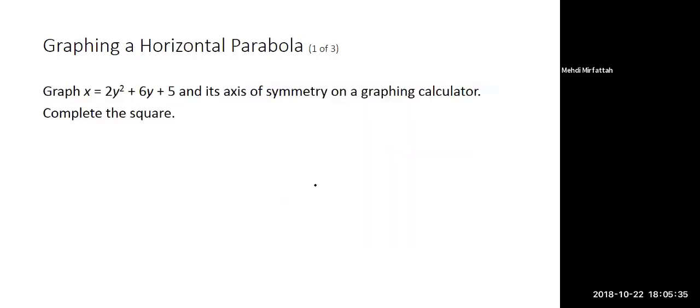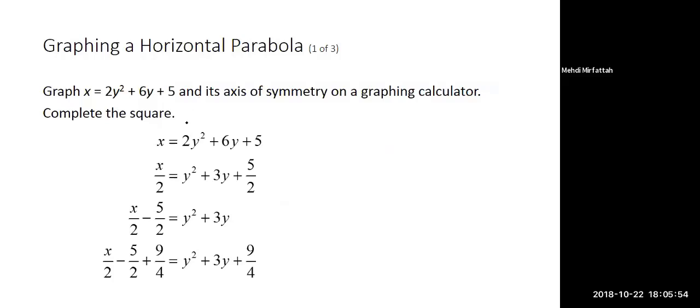Graph x is equal to 2y squared plus 6y plus 5, and its axis of symmetry on a graphing calculator. So we need to complete the square because this doesn't look like a general equation of the parabola. If you recall, to complete the square, we need to eliminate the coefficient of y squared. We have 2 here. We need to get rid of that. So we are dividing each term by 2 in this step.